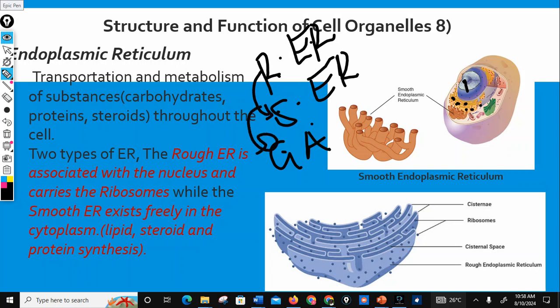They also synthesize lipids, steroids, and protein. We just mentioned that they synthesize protein, but what they do to the protein is only modifications in a way. The major production of protein happens in the ribosome. All right.